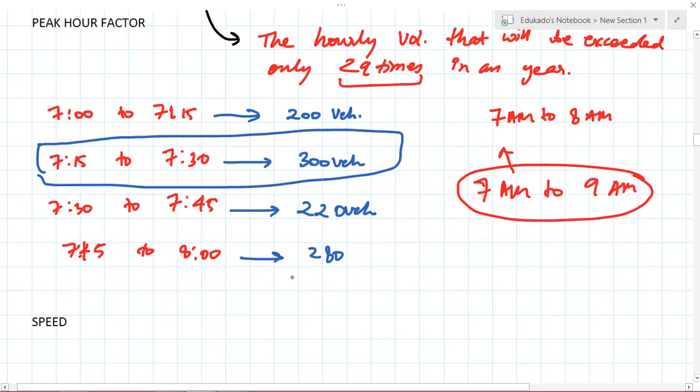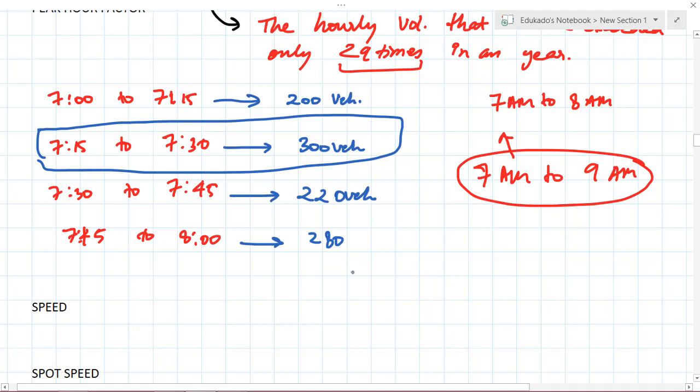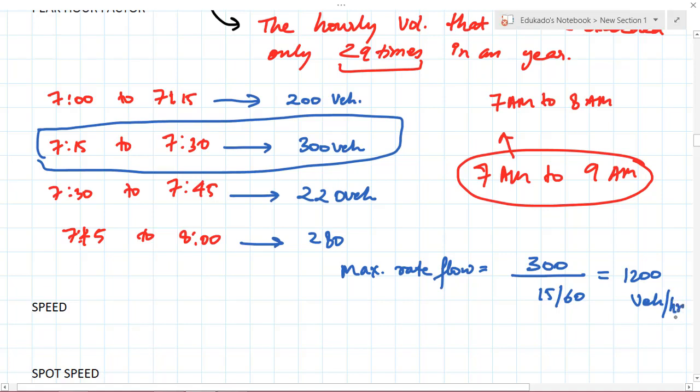So what we do is we try to calculate the maximum rate of flow. You are getting the maximum number of vehicles, 300, within a time frame of 15 minutes. So we convert it to an hourly basis: 300 multiplied by 60 divided by 15 gives 1200 vehicles per hour. So this is known as the max rate flow.